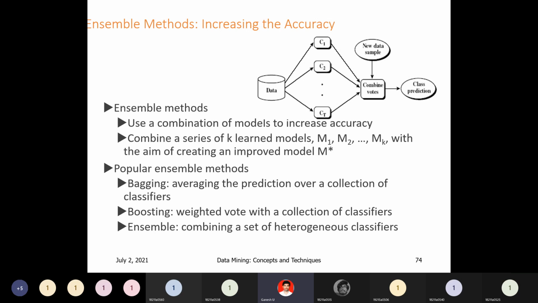Ensemble is nothing but combining a set of heterogeneous classifiers. Each and every classifier is different, so it will give a different result. The data may be different, or some items may repeat. For example, 1 2 3 4, next 5 6 7 and again 1 may come, next 9 10 and again 5 may come. Like that, different samples we will take.